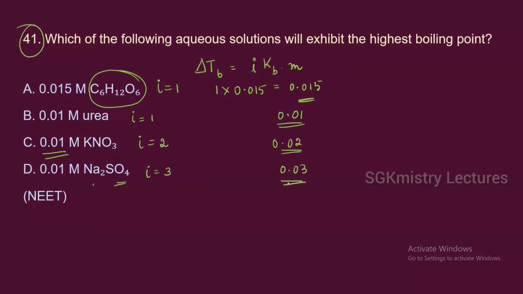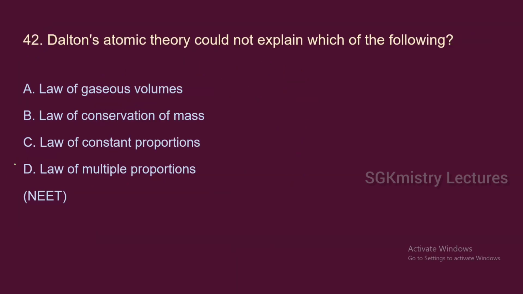So compare the concentrations. Here it is very clear that the concentration is directly proportional to the boiling point, and it is also a colligative property. So the elevation in boiling point will be directly proportional to the molality of that particular solution, or the number of particles of the solute present in the solution. So it is very clear that this 0.01 molar Na2SO4 solution will have the highest boiling point.